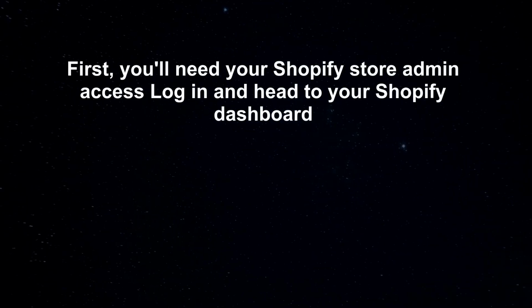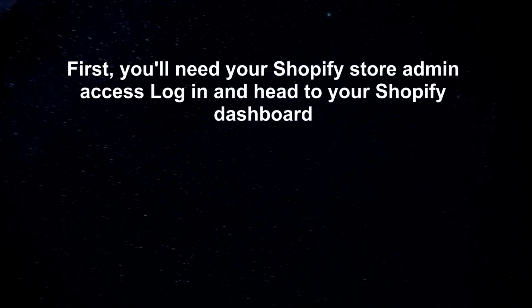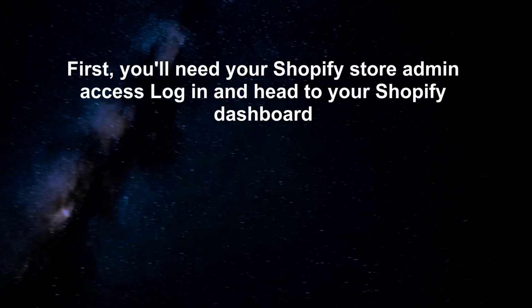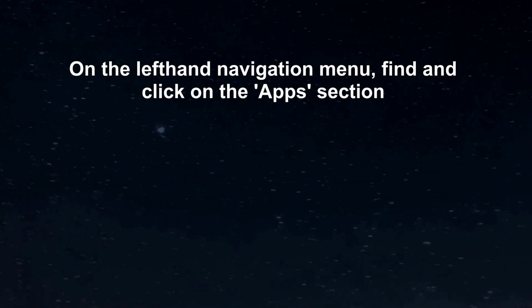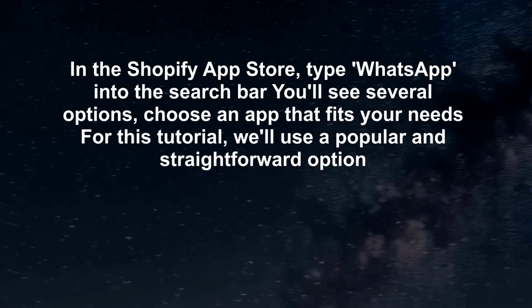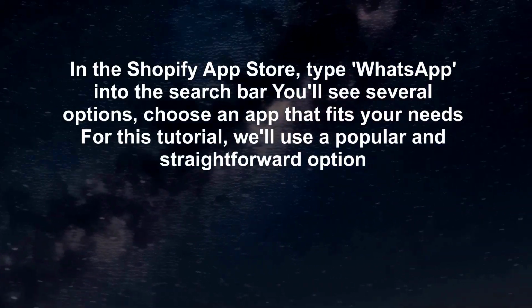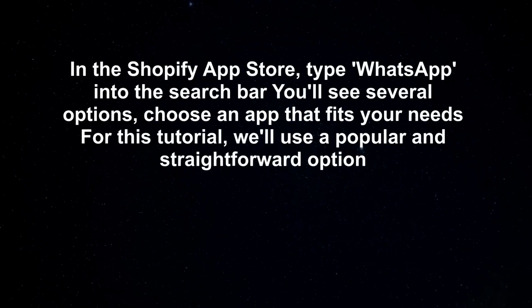First, you'll need your Shopify store admin access. Log in and head to your Shopify dashboard. On the left-hand navigation menu, find and click on the Apps section. In the Shopify App Store, type WhatsApp into the search bar. You'll see several options. Choose an app that fits your needs.